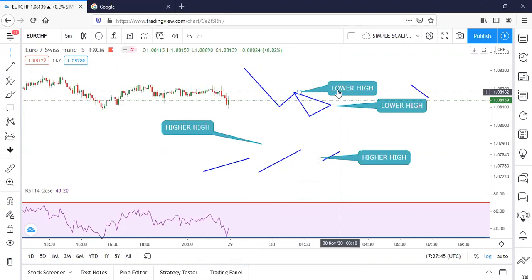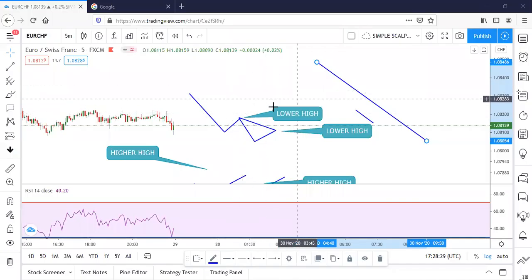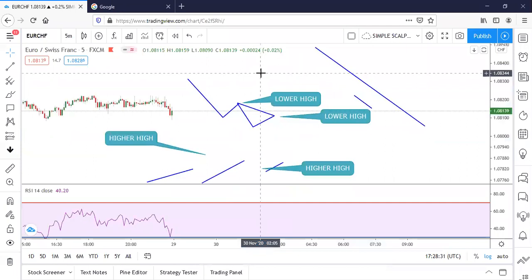The moment you connect this, so sorry guys, my internet connection flopped. Okay, so I hope you can see my chart.